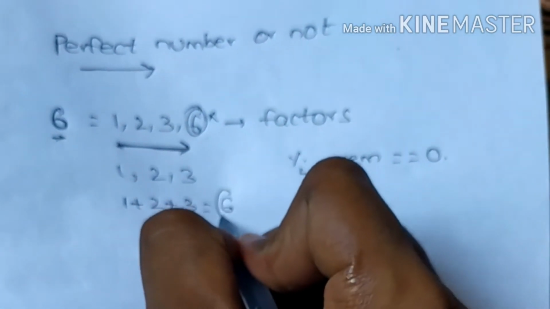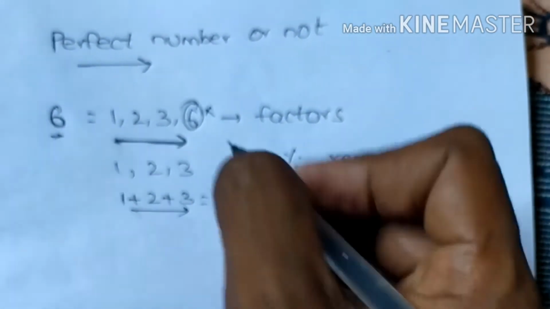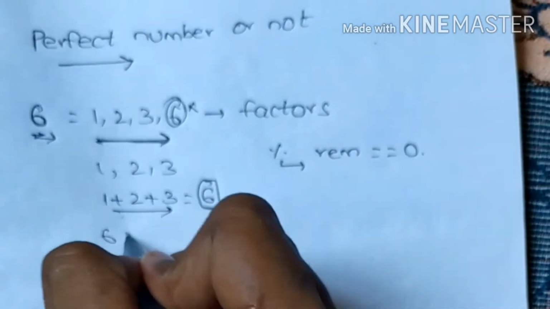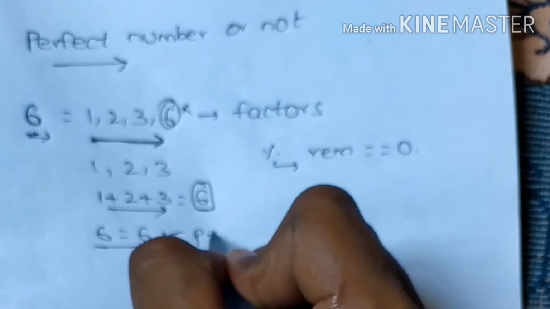That means here the sum of these factors will be equal to the given number. That means 6 equal to 6, right? So these numbers are said to be perfect numbers.